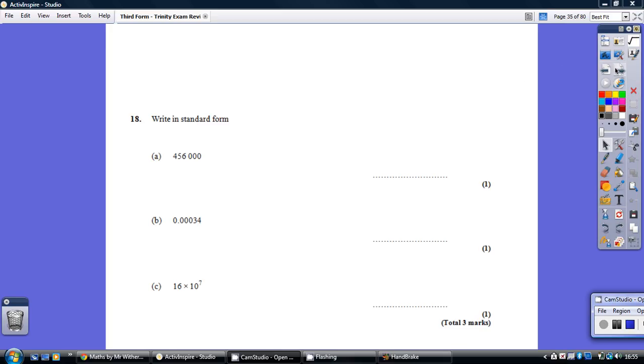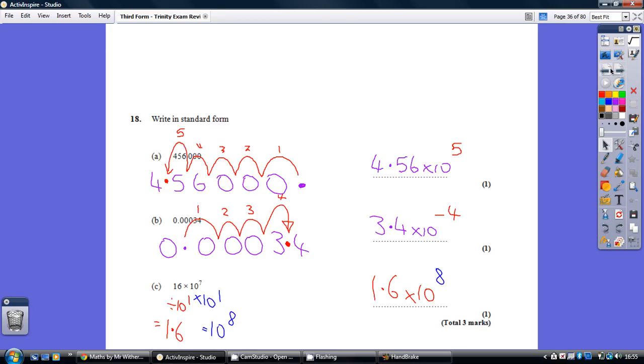Question 18, have a go. So, writing these in standard form, and I remember the rules for standard form. The first number must be between 1 and 10. So where would we have to place the decimal point to get this between 1 and 10? Well, it would obviously be between the 4 and the 5, because we've then got 4.56. So 4.56 is your starting point.